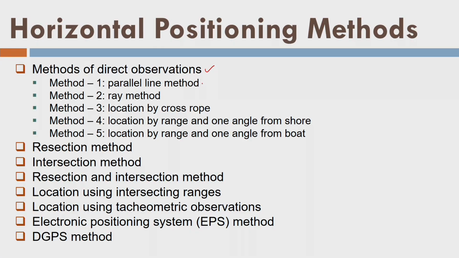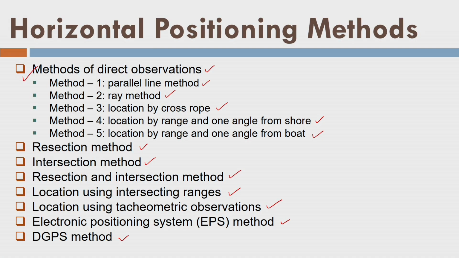So, the first method is the parallel line method, then we talk about the ray method, then location by cross rope, then location by range and one angle from shore, and location by range and one angle from boat. Then we will talk about the resection method, intersection method, and combination of resection and intersection method. Further, we will talk about location using intersecting ranges, then tachymetric observations, then the EPS method, and finally the DGPS method, or differential global positioning method, or differential GPS method.